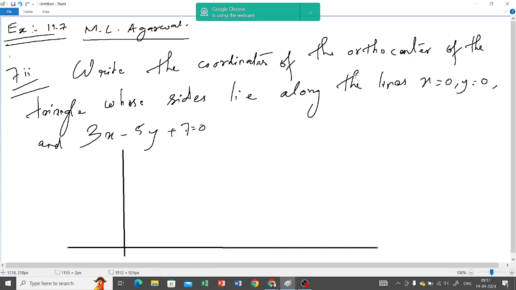Write down the coordinates of the orthocenter of the triangle whose sides lie along the lines x equals to 0. Okay, so what is x equals to 0? That is the y axis, sorry. So this is y equals to 0, this is x equals to 0, right? And another side is 3x minus 5y plus 7 equals to 0. So what is this 3x minus 5y? Let me reduce it to the normal y equals to mx plus c form.